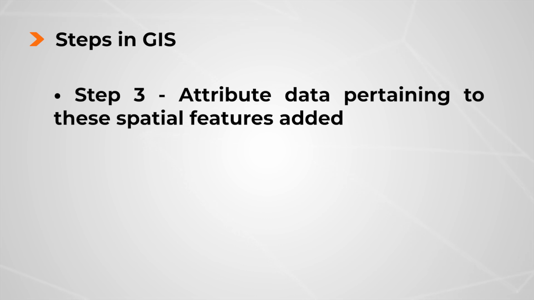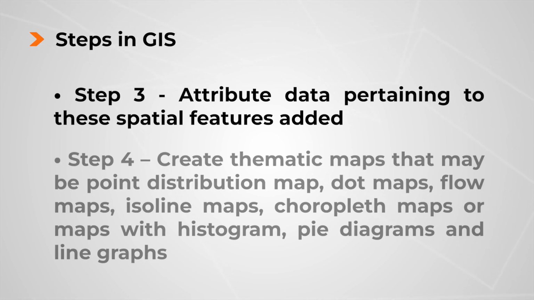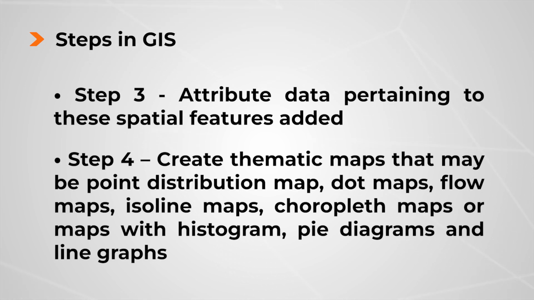Once the spatial features are mapped, the attribute data pertaining to these spatial features can be added in GIS. This additional information about the spatial feature is called attribute data. For instance, on the map of Delhi, you have located point data on location of hospitals. With this, you may wish to store attribute data on number of doctors or number of beds or patients visiting daily at each location. This data helps produce thematic maps.